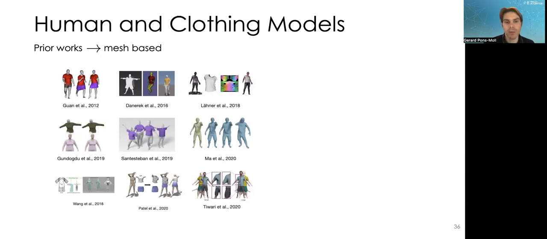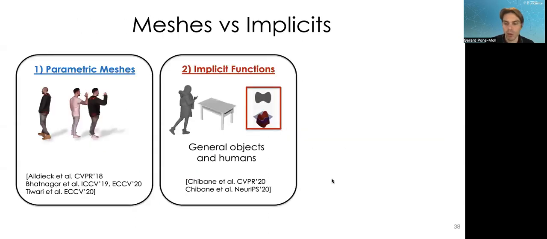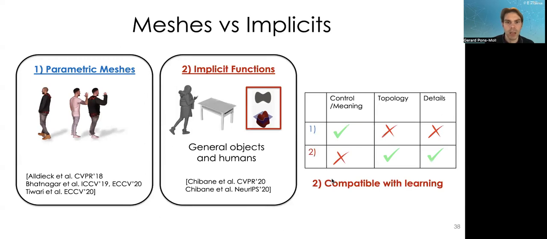they are mostly based on meshes, which are convenient for some aspects, but as we saw, they have problems with modeling topology and very complex clothing. So the topology needs to be manually defined, and they are limited in resolution as well, right? And we were seeing, if you recall, this comparison of parametric meshes versus implicit functions, and we saw that implicit functions or implicit surfaces seem to be convenient for topology changes, and they are also more amenable for learning because they allow you to make predictions per point.